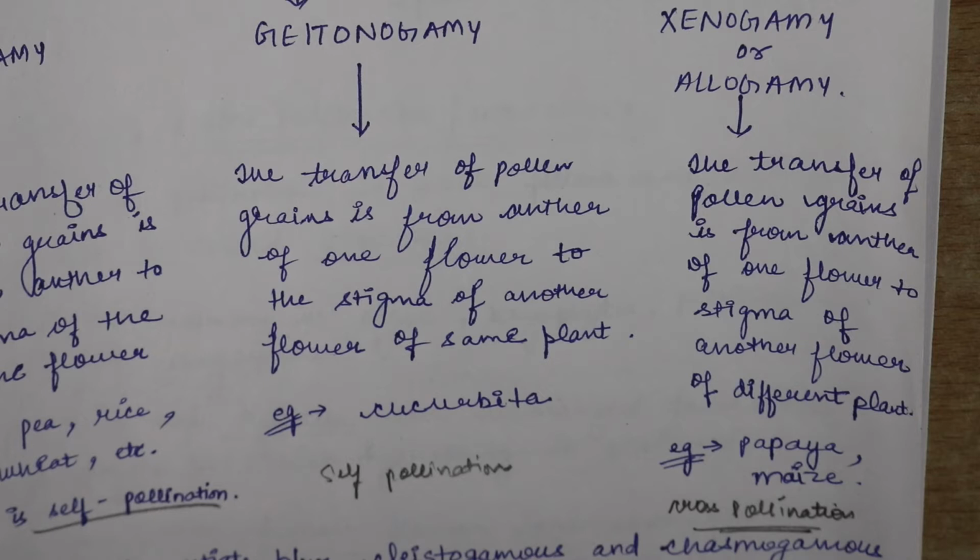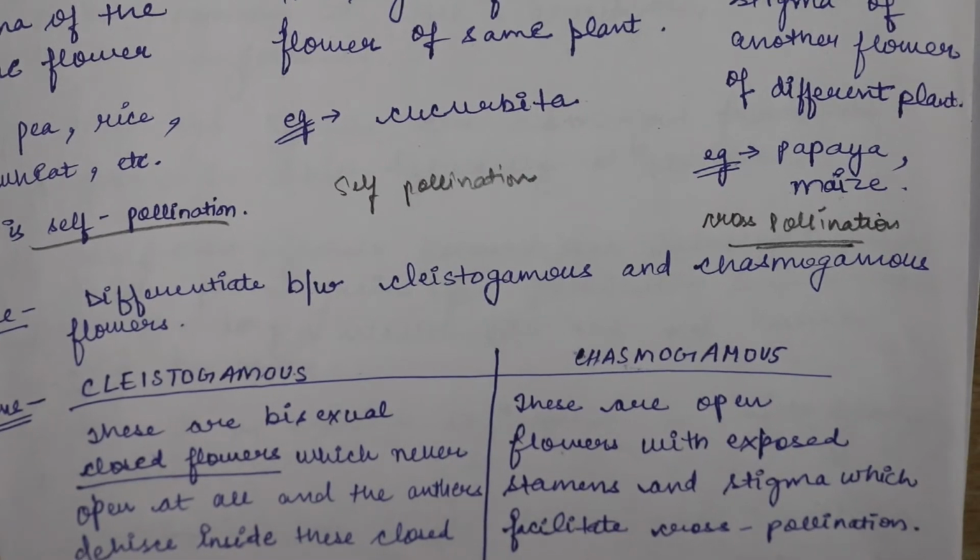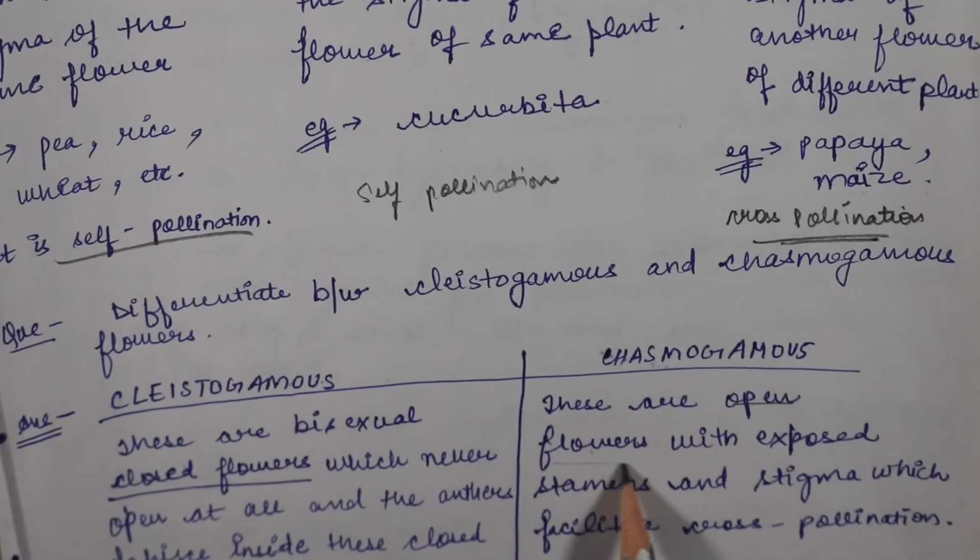Then in this topic there are two main terms also which can come as a one marker, or they can give you as a differentiate between them. So now let's learn them also. What differentiates between chasmogamous and cleistogamous flowers? Cleistogamous flowers are the closed ones and the chasmogamous flowers are the open flowers.